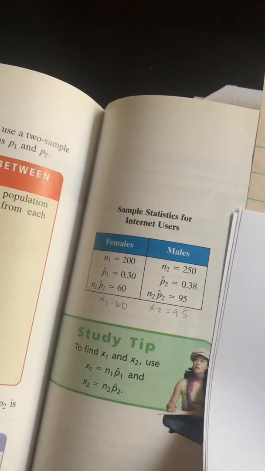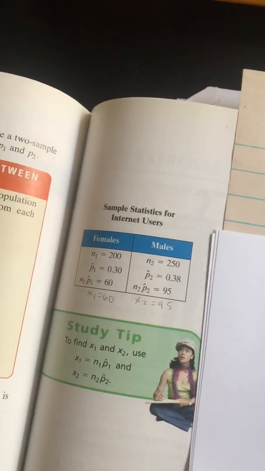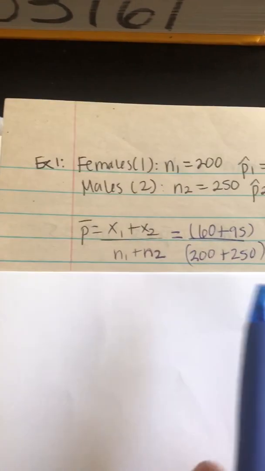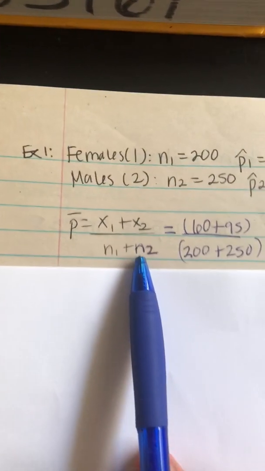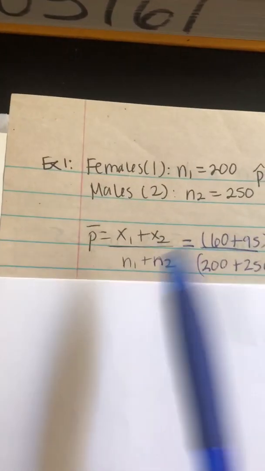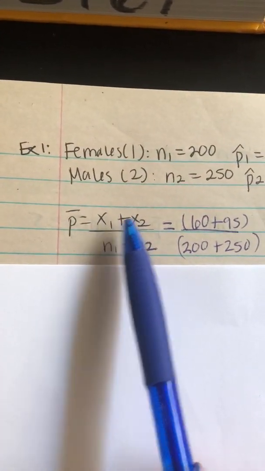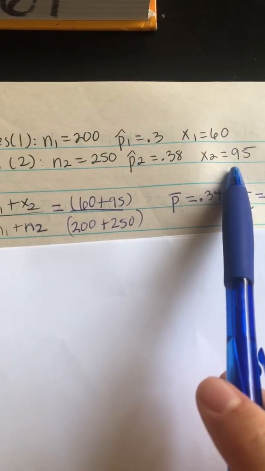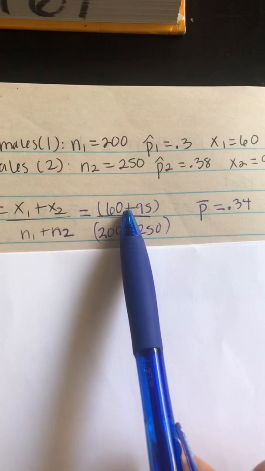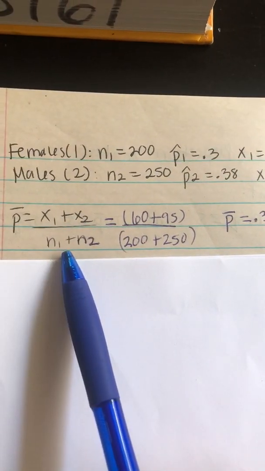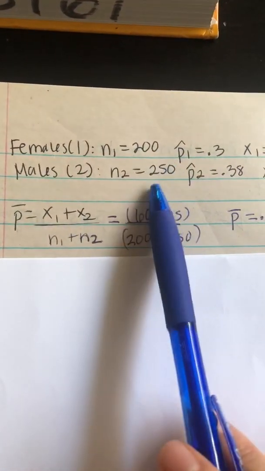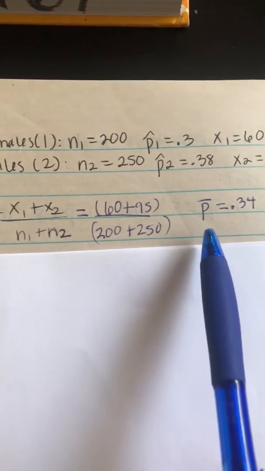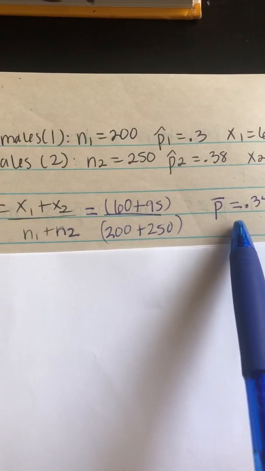Step 1 is to check the conditions. In order to do that, I first have to find p bar. Although it looks complicated, you're just adding and dividing. So it's x sub 1 plus x sub 2. Going to our data, that's 60 plus 95. And on the bottom, it's n sub 1 plus n sub 2, so 200 plus 250. Add, divide, and you get 0.34. That's p bar.